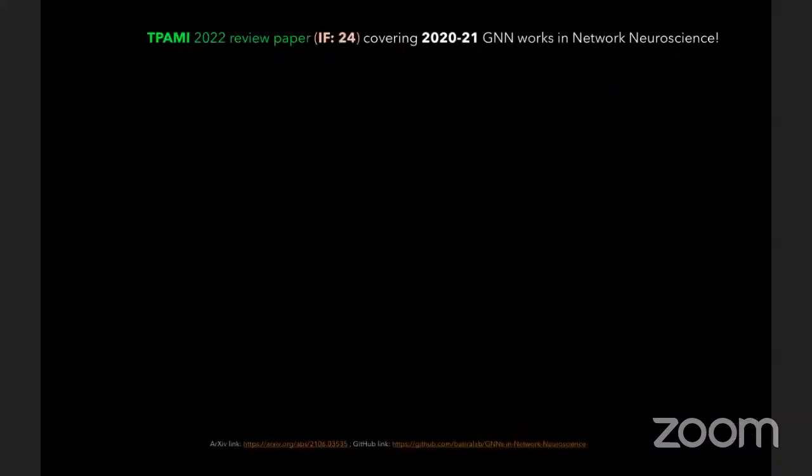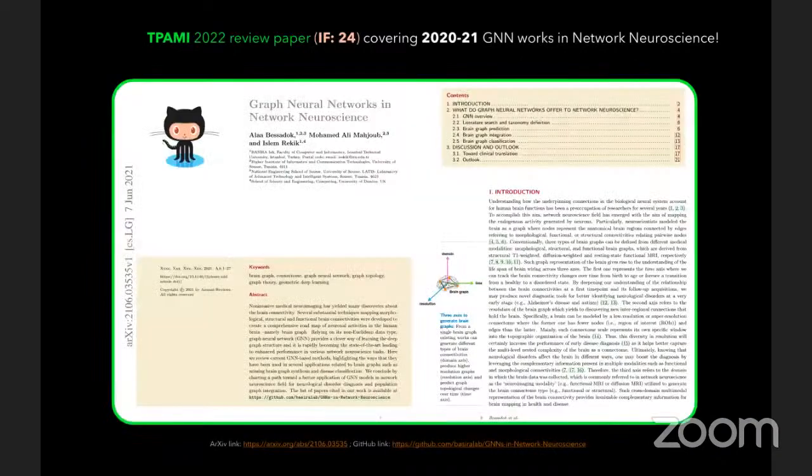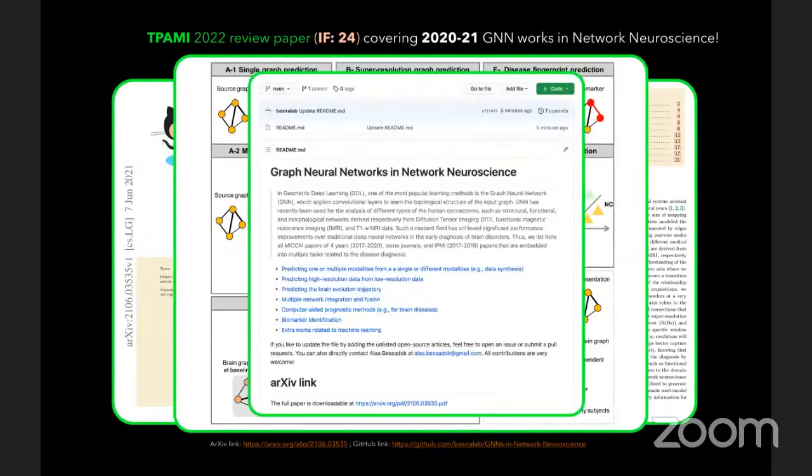Okay, cool. All of these works have recently been published in the TPAMI paper. So if you're interested in getting a full grasp of these three dimensions, graph neural networks and their application to network neuroscience, feel free to look at the Pattern Analysis and Machine Intelligence journal. The paper is already out there.